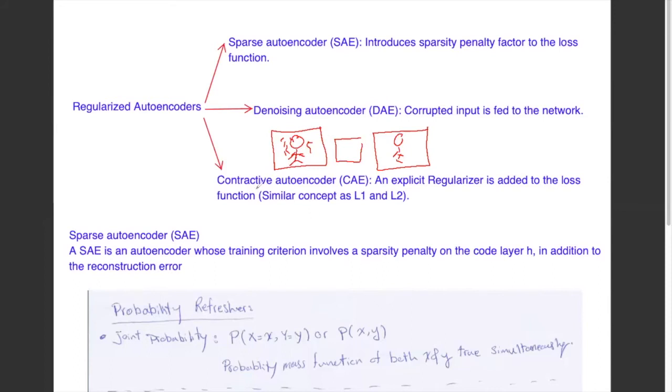And then lastly, we have the contractive autoencoder. This is a very similar idea to our regular L1, L2 regularization. I'm not going to get into the detail of this, but the principle is very similar.